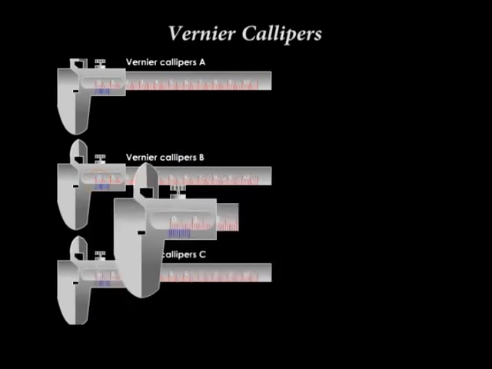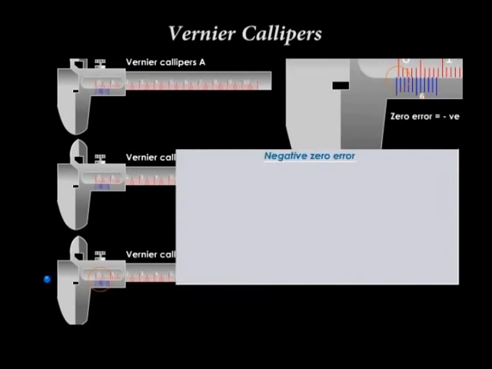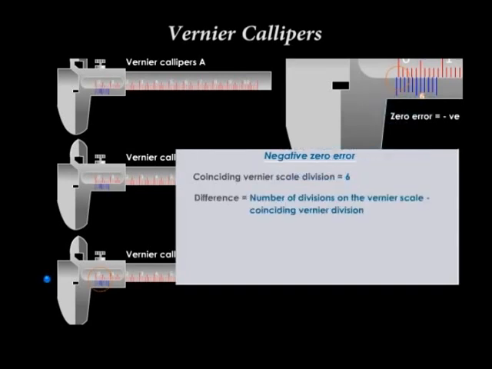The vernier caliper C is having a negative zero error because the zero mark of the vernier scale is to the left of the zero of the main scale. To find the zero error, first note the division of the vernier scale that coincides with any division on the main scale. Subtract the coinciding division from the number of divisions on the vernier scale. Multiply the difference by the least count and assign it a negative sign.